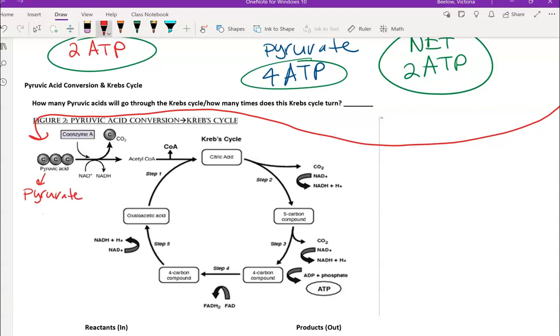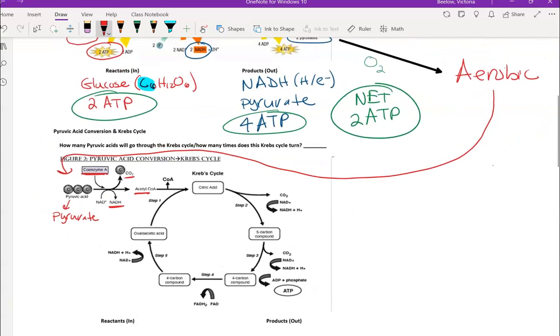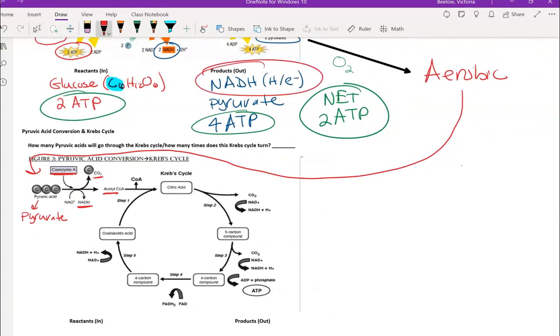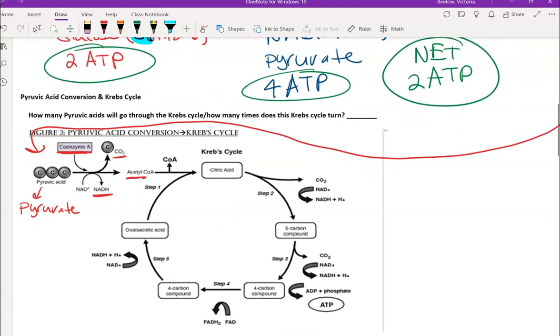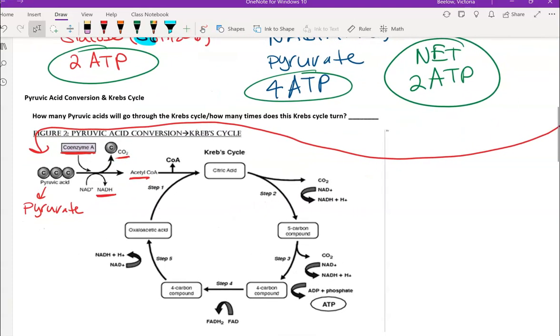And we're going to use coenzyme A to change it into acetyl. And in that process, we get carbon dioxide and NADH. Carbon dioxide is a byproduct or waste product that you exhale. And NADH is one of our hydrogen or electron carriers. We already made some here. And we're going to use those later in the ETC or the electron transport chain.